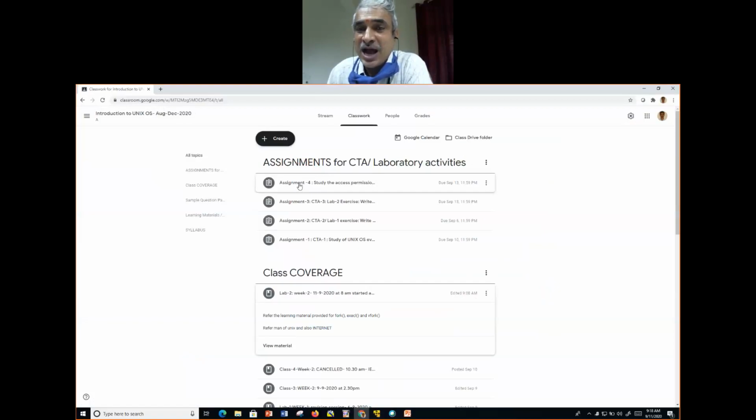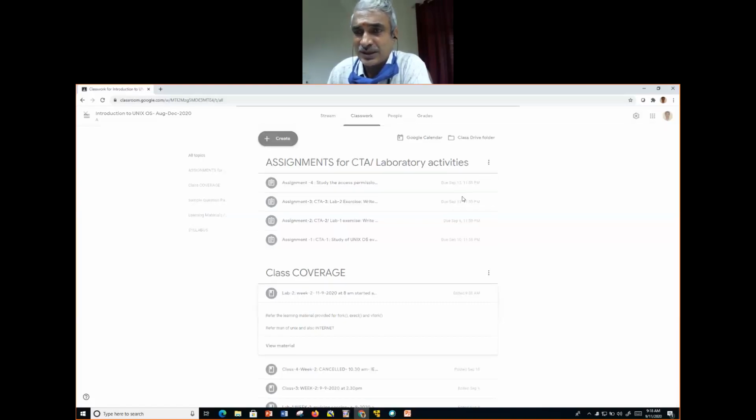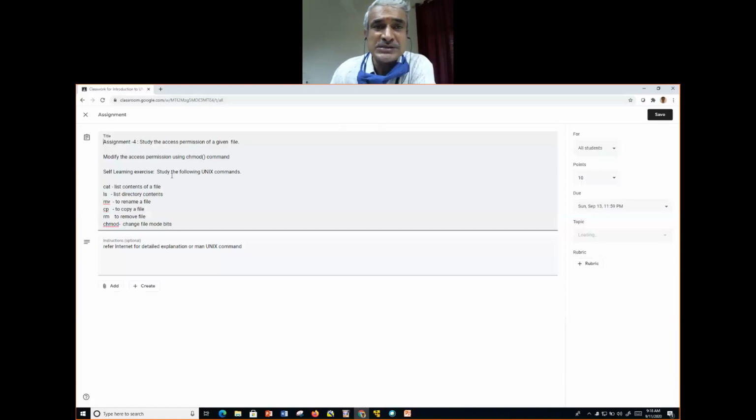I've added assignment number 4, which you can do very quickly today, tomorrow, and submit it. Other things we'll see. Now, as a part of this, what I've said is study the access permission of a given file. I can modify the access permission using the change mode command. I'm going to demonstrate this.